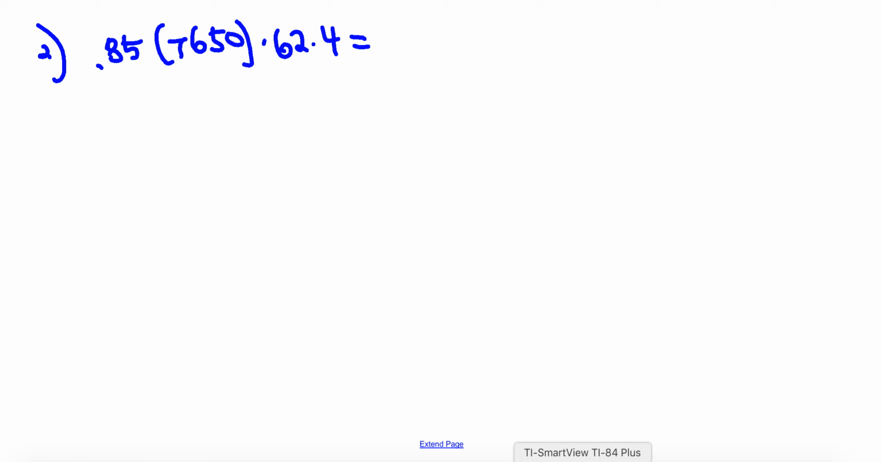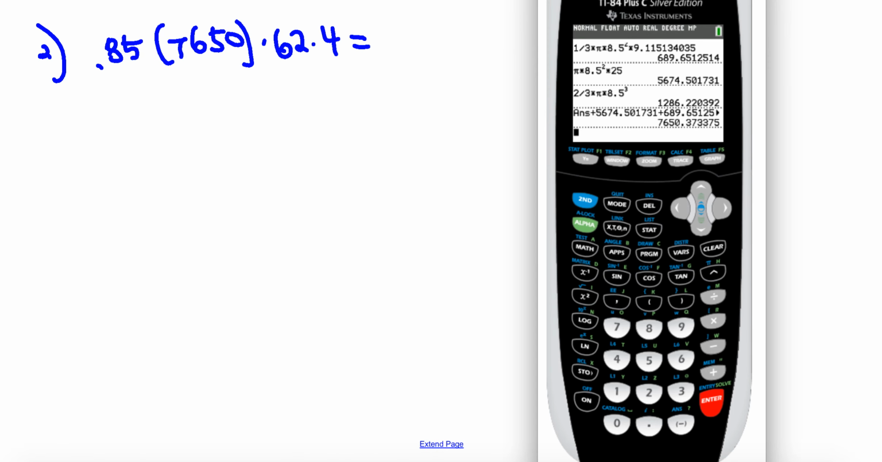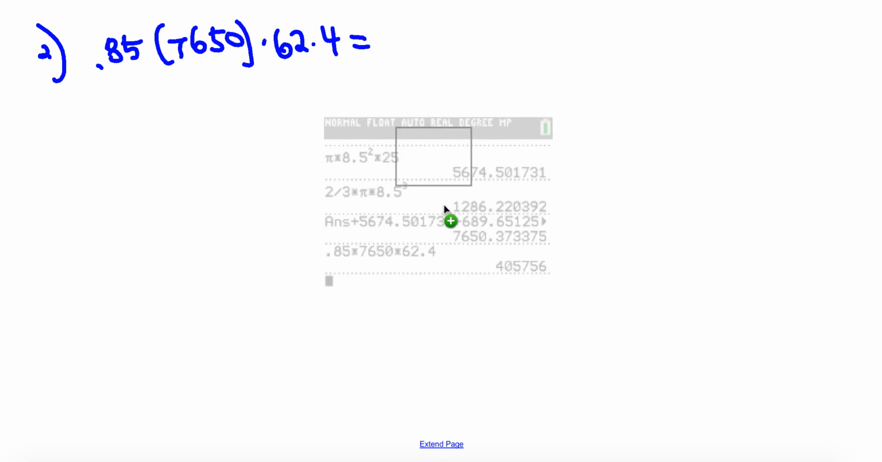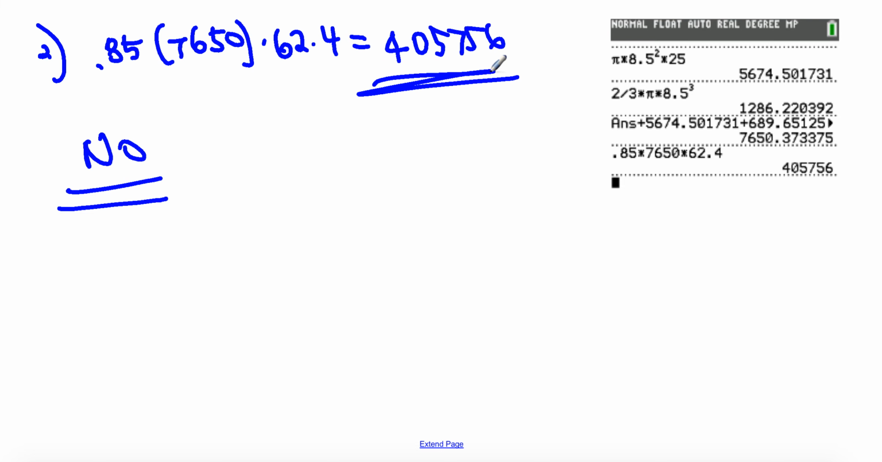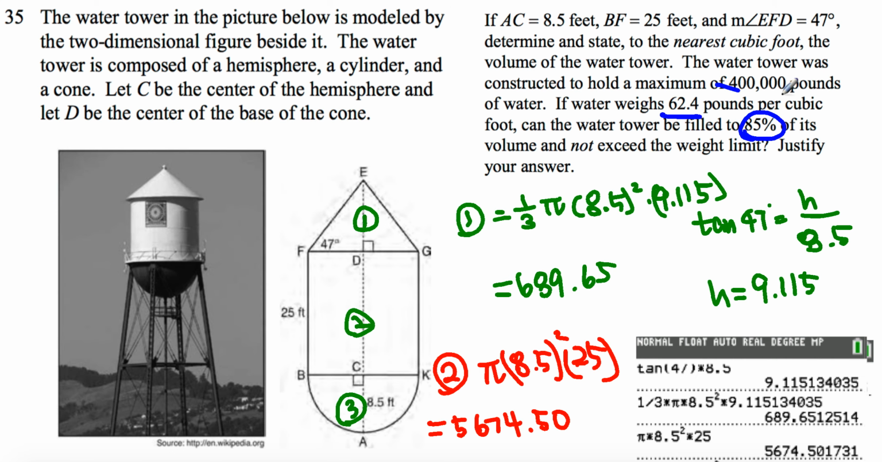What will this be equal to? So 0.85 times 7650 times 62.4. So 4405756. And since this one is greater, the answer is no, because this one is greater than the maximum weight, which is 400,000 pounds. So therefore, it's not possible.